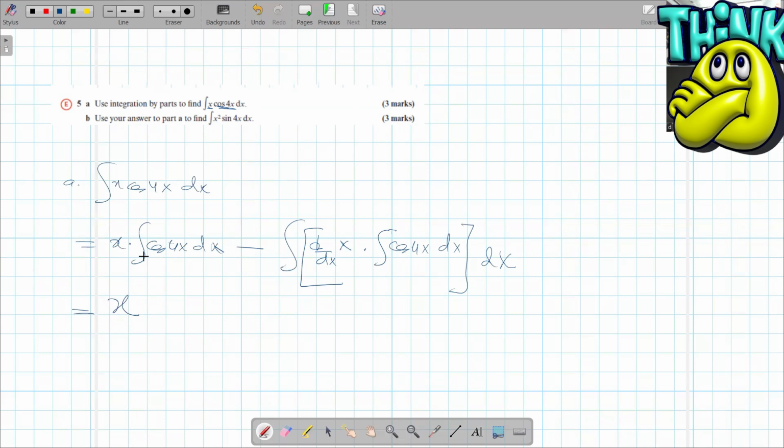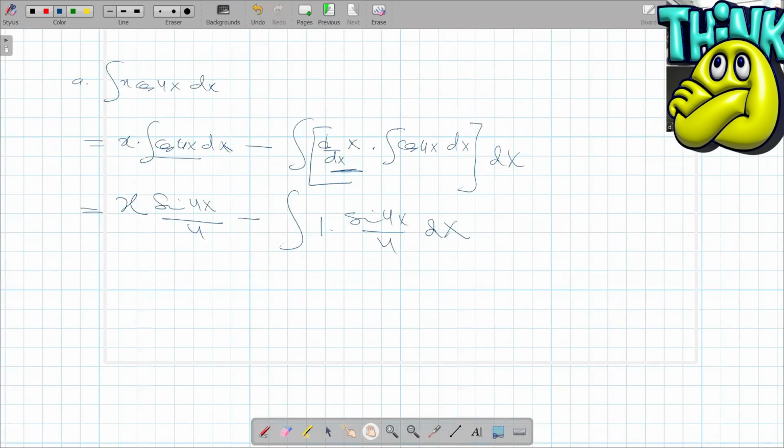The integral of cos 4x is sine 4x divided by 4, minus the integral of the derivative of x, which is 1, and the integral of cos 4x, which is sine 4x over 4.